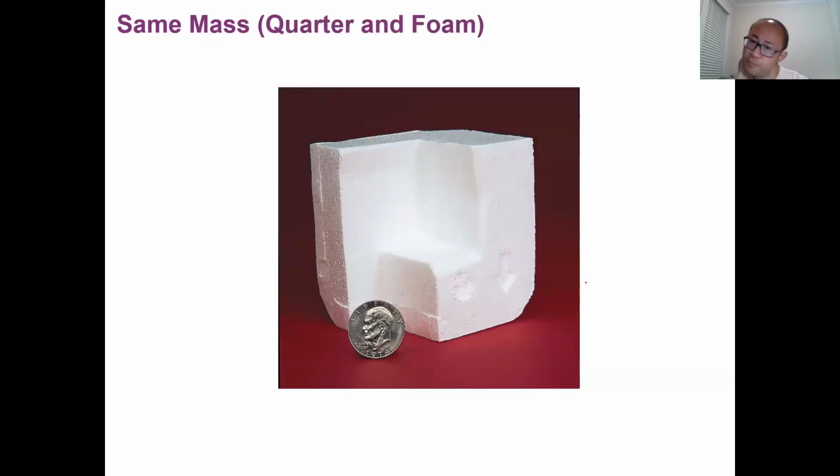Now this picture shows you a quarter and a styrofoam. They both have the same mass, but you can see their volume is dramatically different. The quarter's volume is tiny. The styrofoam is big. The reason is their density is different. For the quarter, the density is big, so the same mass gets a small volume. For styrofoam, the density is small, so with the same mass, you get a bigger volume.